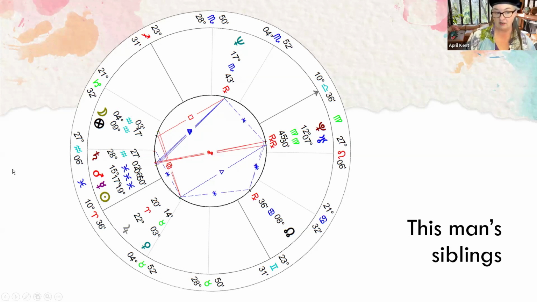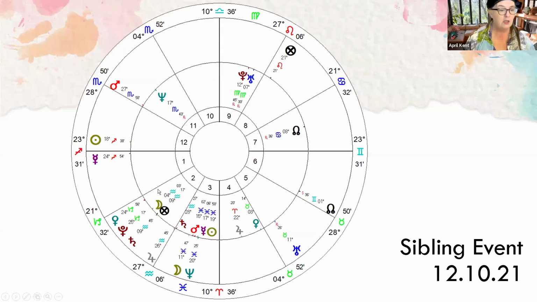And he was in the military. We have Mars there as well. And they're just super, super close. So here was an event that happened concerning that sibling, and we've gone back to the regular wheel, but we're talking about this house because it's the oldest sibling. This was an event that happened for the sibling on December 10th, 2021.